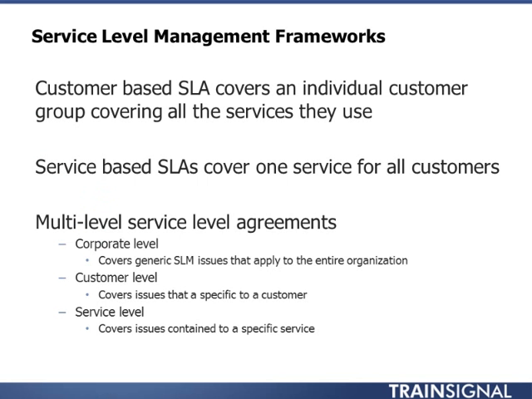A corporate level service level agreement may cover generic issues that apply to the entire organization. It's a one-size-fits-all service level agreement. A customer level SLA covers issues that are specific to a customer or customer set. So we could write an SLA for a group of customers or a department or a division, and that would be considered a customer level service level agreement.